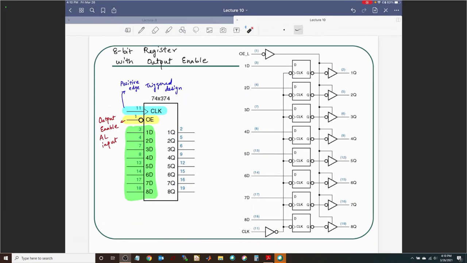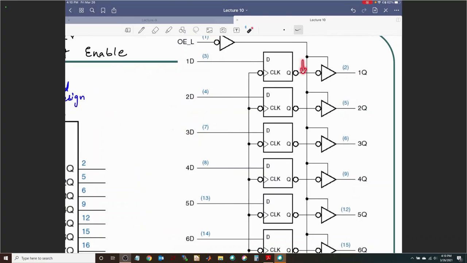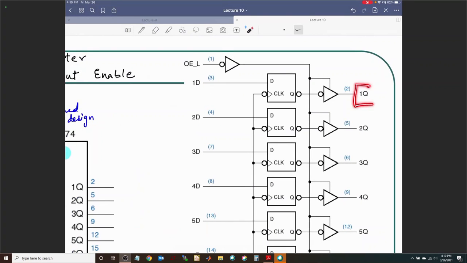You can load 8 input bits into the register at once. You can see 1D all the way down to 8D. You can use those as inputs to the D flip-flops, 8 of them. Have a positive edge on the clock, and as soon as you have a positive edge on the clock, all of those will appear at the output over here. But then for them to be visible to you outside the chip, the output enable signal needs to be low. Is the only reason you would use the previous chip for the inverted outputs.